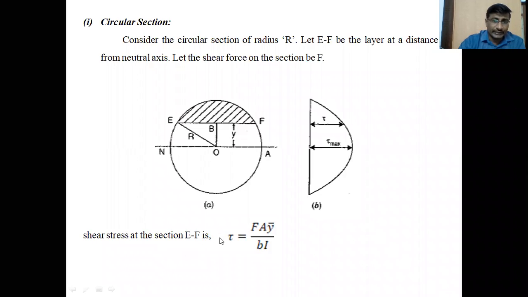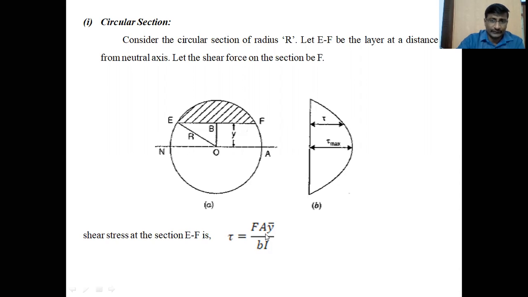Shear stress at a section EF is tau equal to F A Y bar by B into I, as we already derived. By applying this formula at the level EF, we can get the shear stress variation across the circular section. It also varies parabolically, as shown in figure B here. Shear stresses are zero at the extreme layers and shear stress is maximum, tau maximum, at the neutral axis.